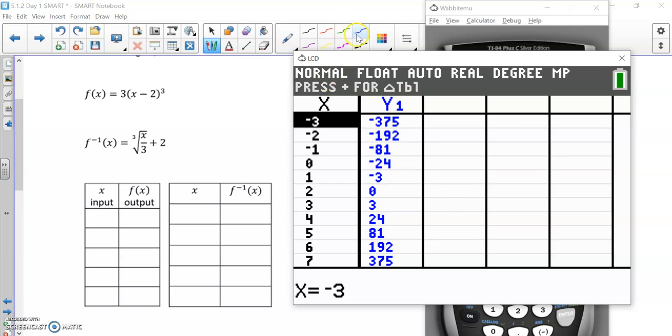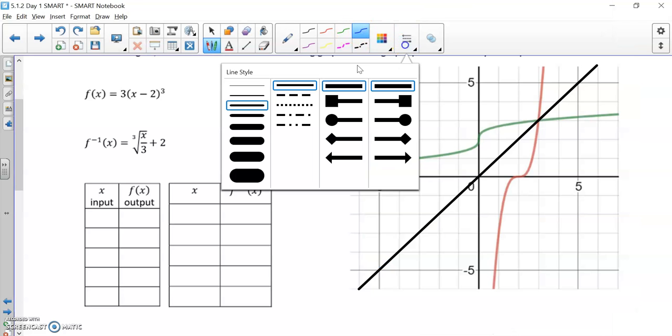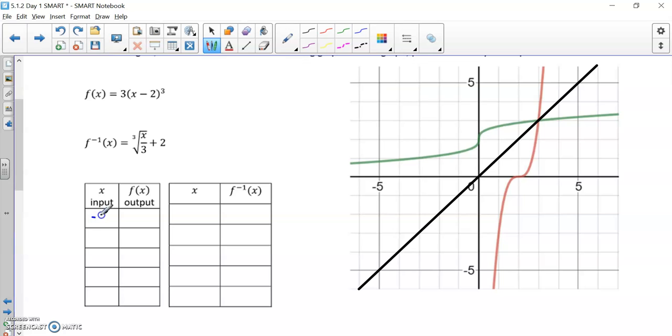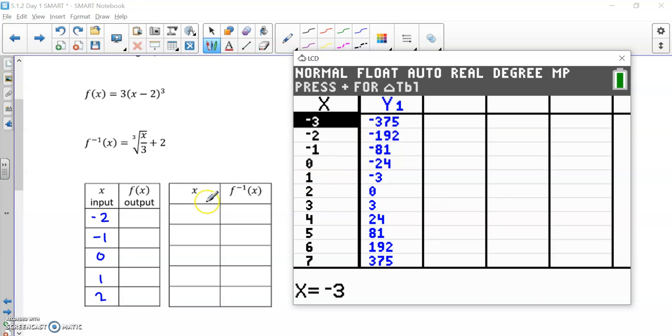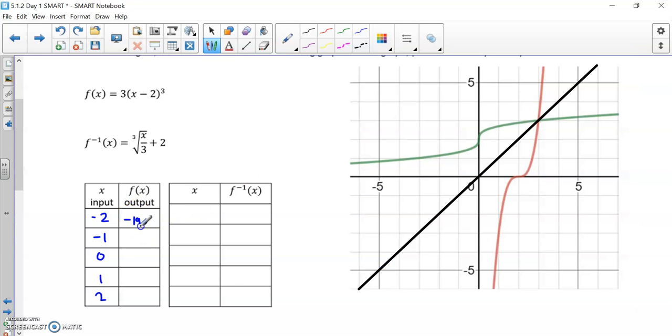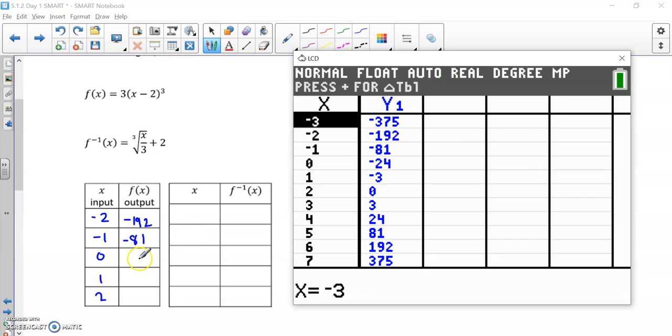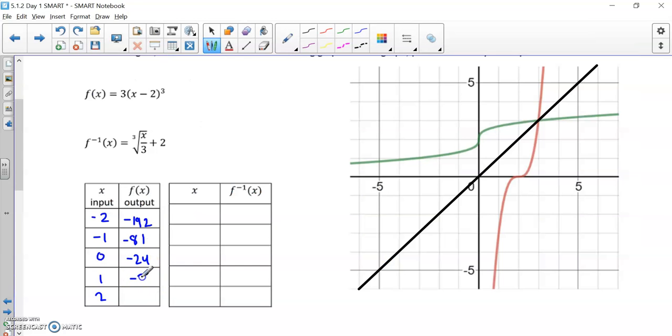So -2, -1, 0, 1, 2. And my values were -192, -81, -24, -3, and 0.